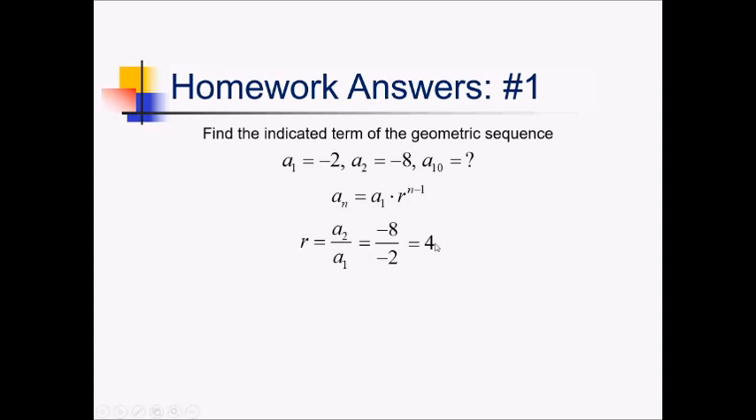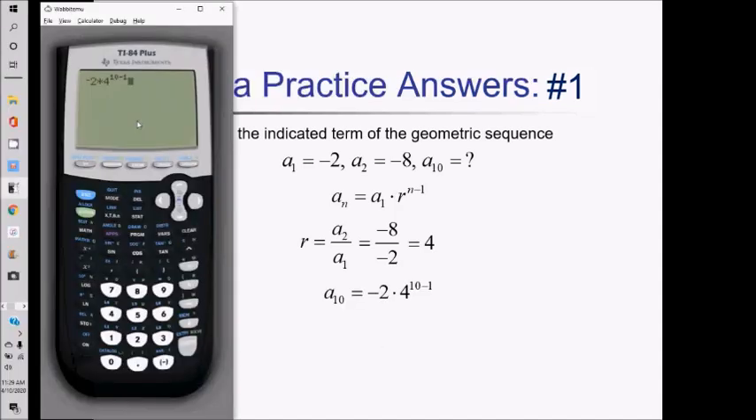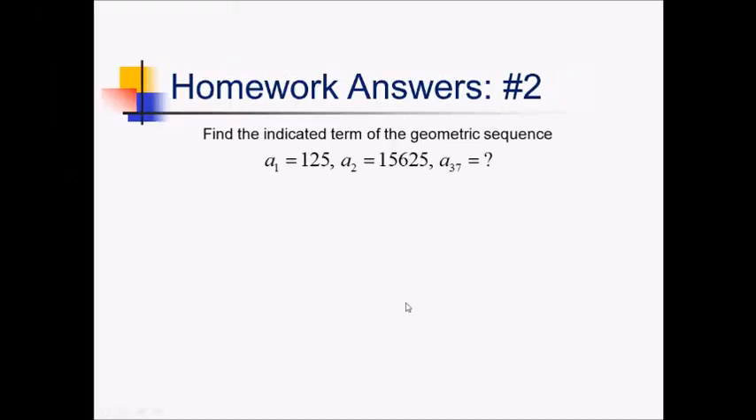So plugging it all in, we've got -2 times 4 to the 10 minus 1, which I will now do on the calculator. So plugging all that in, I've got -2 times 4 to the 10 minus 1, giving me -524,288.